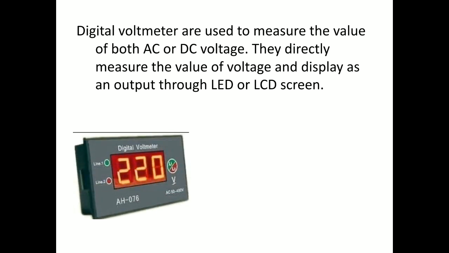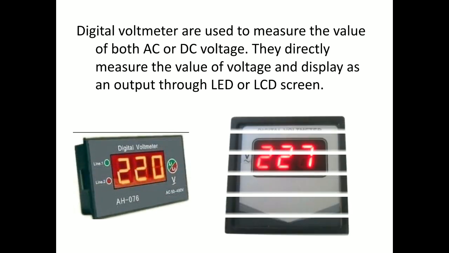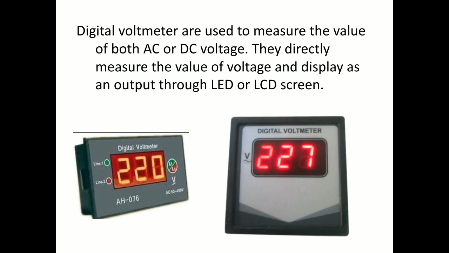So this indicates an actual photograph of a digital voltmeter. Again, the same thing is mentioned over here. From this diagram, it is very clear that with the help of this digital voltmeter, we are in a position to directly determine the value of system voltage. It may be line voltage or it may be phase voltage.